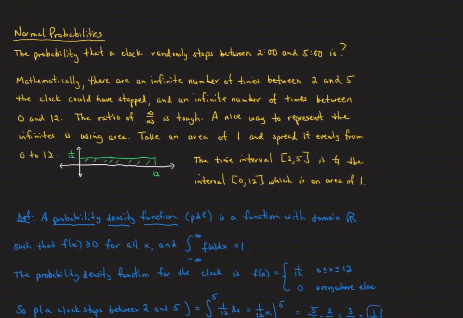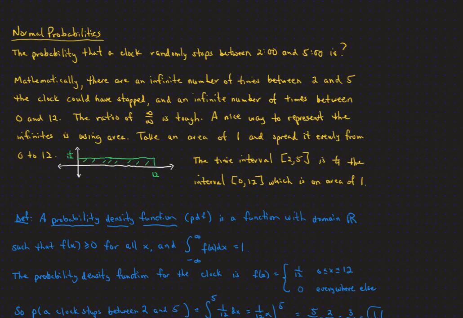All right. I'm going to talk a little bit now about normal probabilities. So the probability that a clock randomly stops between 2 o'clock and 5 o'clock is, what do you think? Well, if you think about that, you might say, well, 2 to 5, that's 3 hours. 12 hours show on a clock. 3 out of 12 is going to be that probability, which is 1/4, and that's correct. So the probability is 1 in 4.